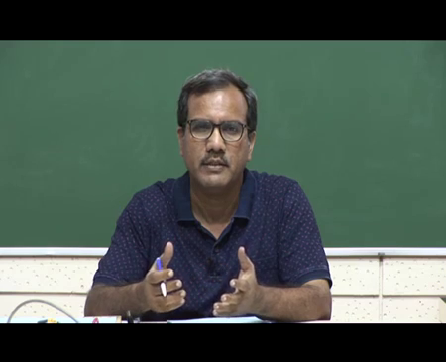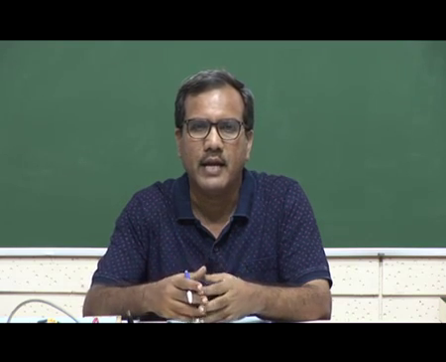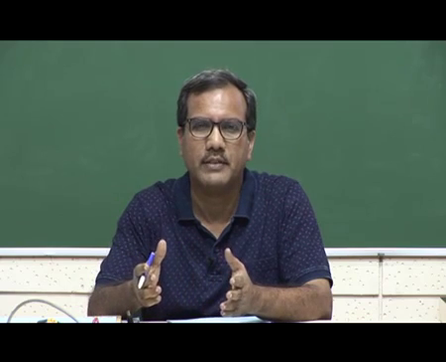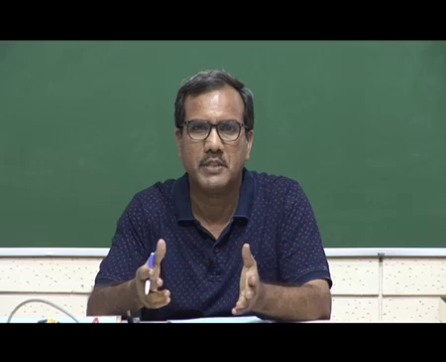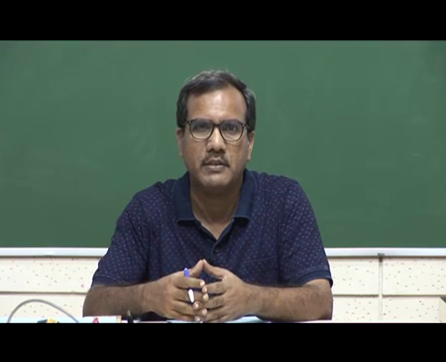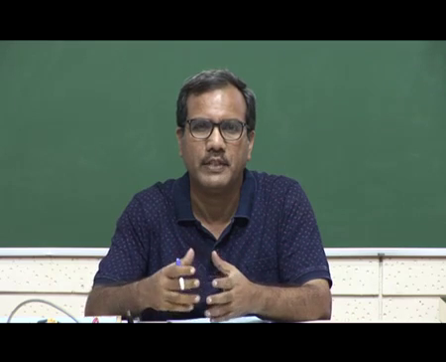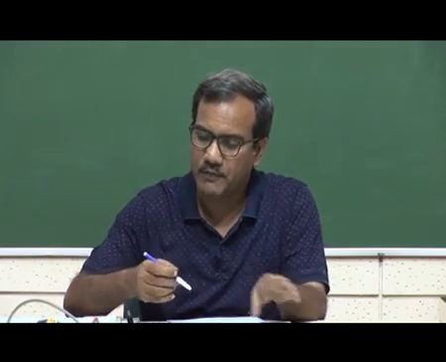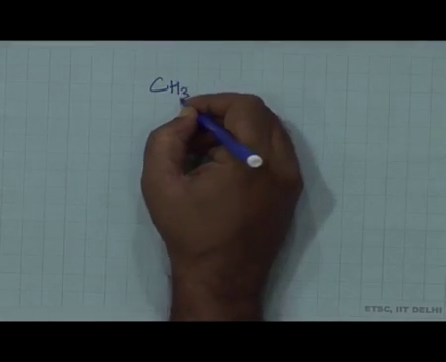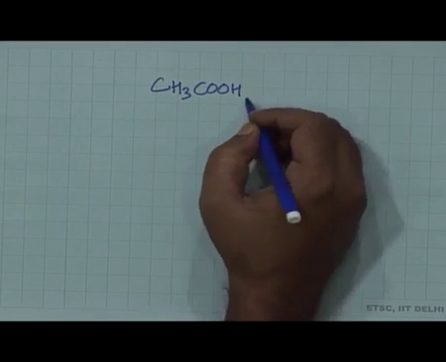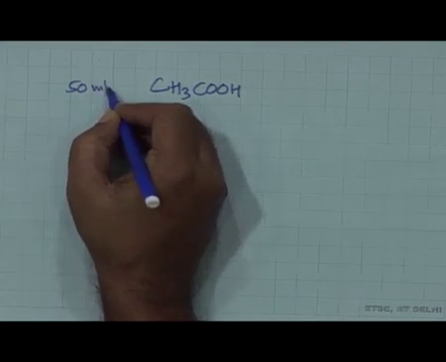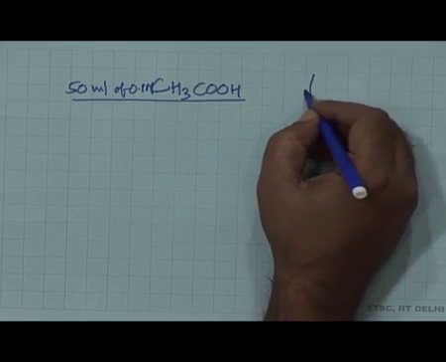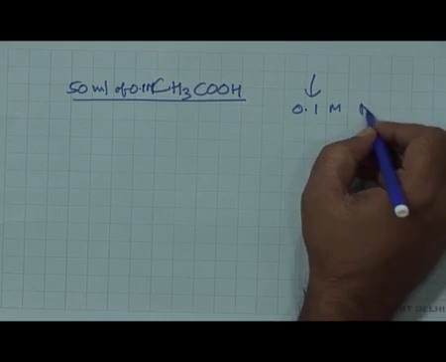Suppose we start the titration of a weak acid such as acetic acid with sodium hydroxide. With the addition of sodium hydroxide, there will be different kinds of species in the solution, and based on the species in the solution we will use different concepts to calculate the pH of the solution. For example, if we are starting with 50 ml of 0.1 molar acetic acid and start titrating with 0.1 molar NaOH.